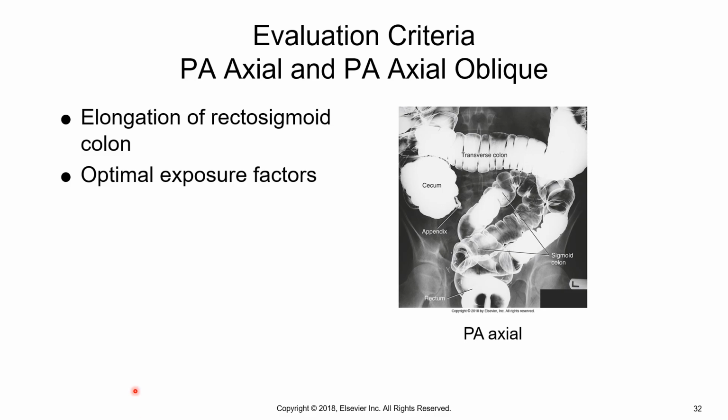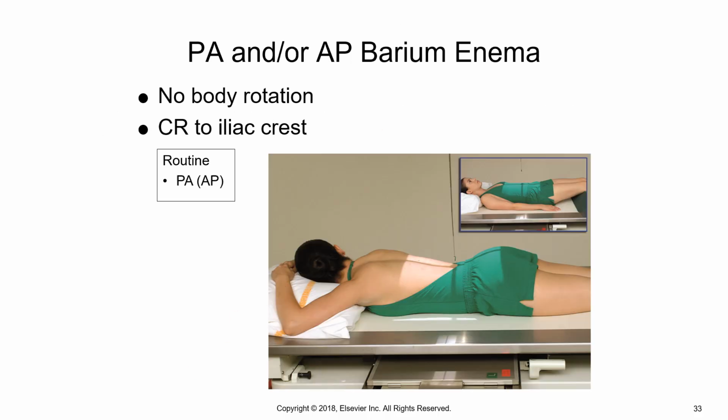As far as I know, this says PA axial and PA axial oblique because they're showing you this. You want to elongate the rectosigmoid colon, just like we said on the AP axial. And this is a double contrast study that we're looking at. And yes, they do the same image for a double contrast.